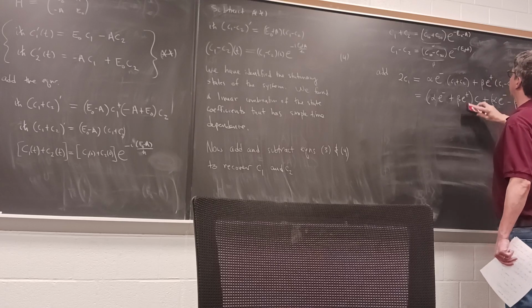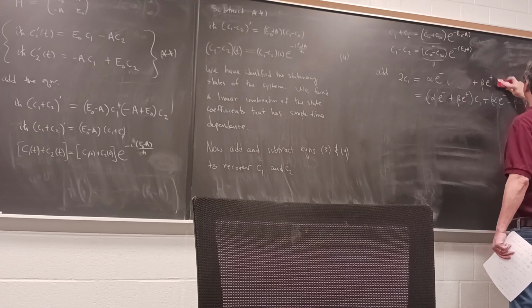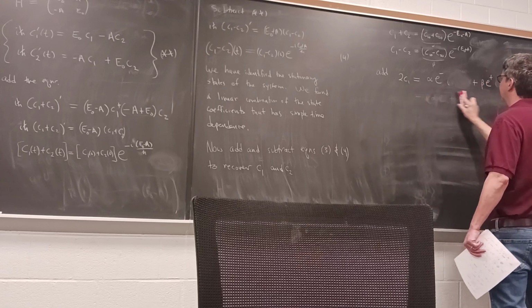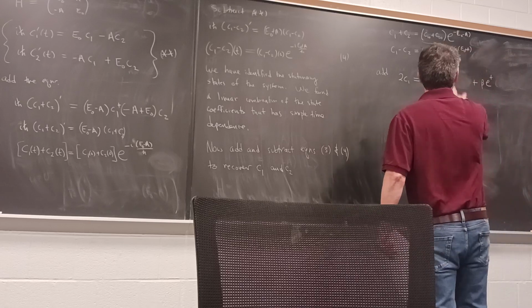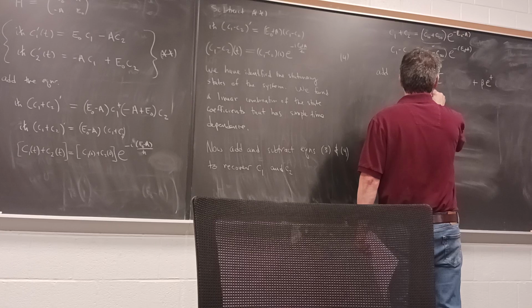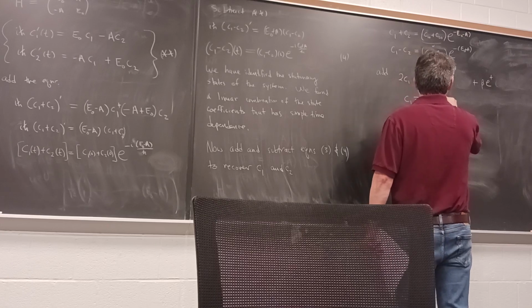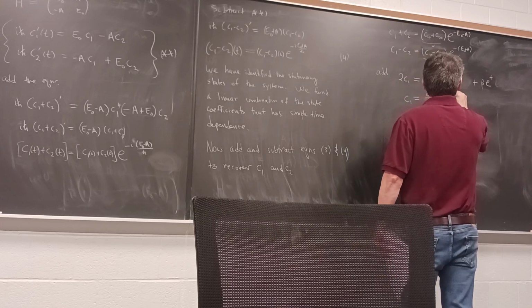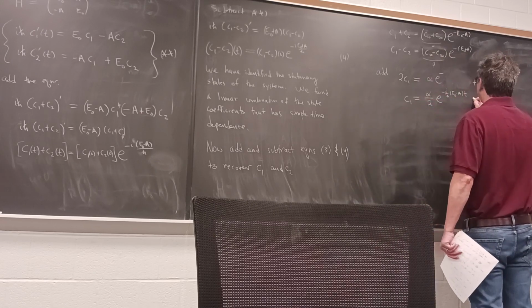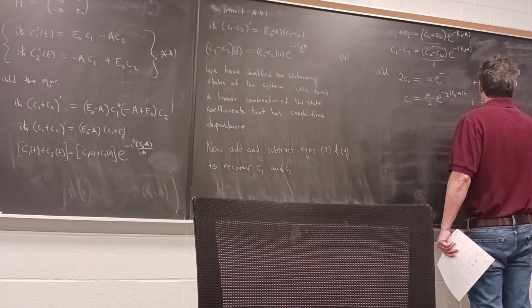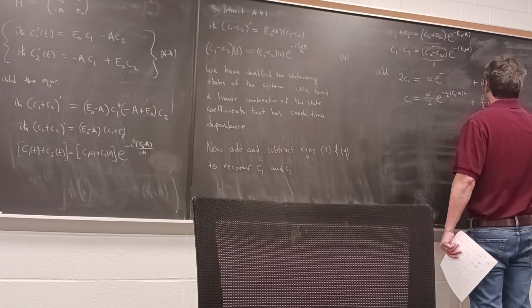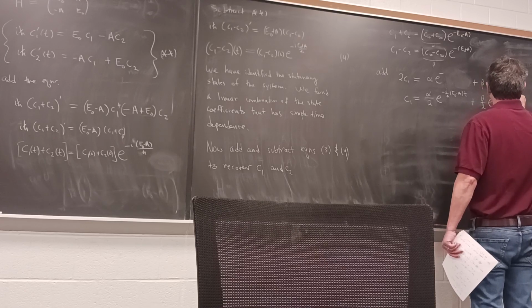Okay, so all right, what do we have here? Yeah, that's a lot simpler. So C1 is equal to alpha over 2 e to the minus i over h bar (E0 minus A) t plus beta over 2 e to the minus i over h bar (E0 plus A) t.